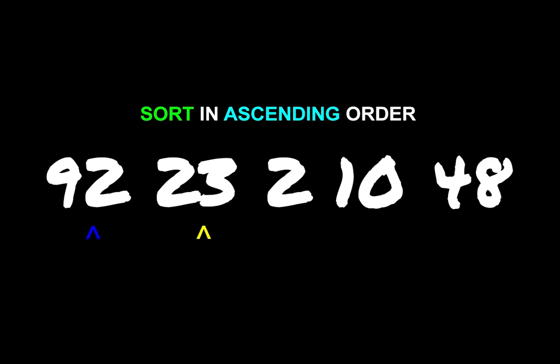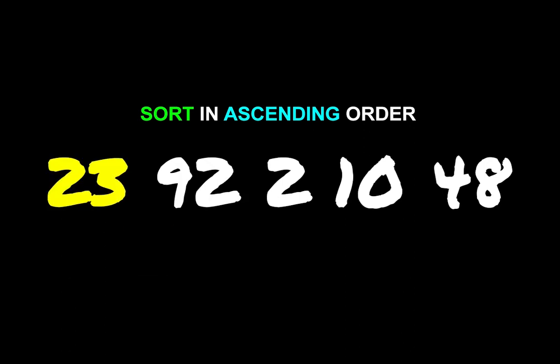If the value in the second position is less than the value in the first position, the numbers are swapped. If not, both values remain in place. Next, the value in the third position is compared to the value in the second position of the list. If the value in the third position of the list is less than the value in the second position of the list, the numbers are swapped. If not, both values remain in place.